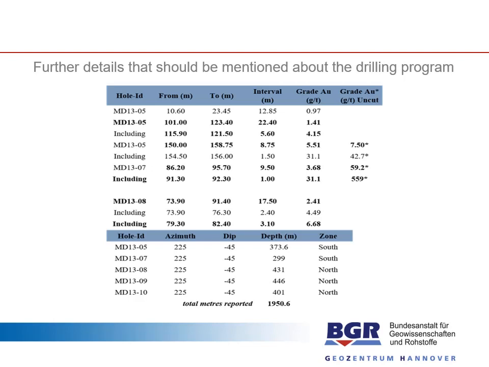Additionally, here the grade is also cut at a certain amount of gold, and you get the cut grades and the uncut grades additionally. So this is the information you need. It's not only about the intersect and the grade, but it's also about the depth and the drilling direction, the cut grade and the uncut grade. And one other additional information that is also important is the true width I already mentioned, but I will explain that in a slide further down.